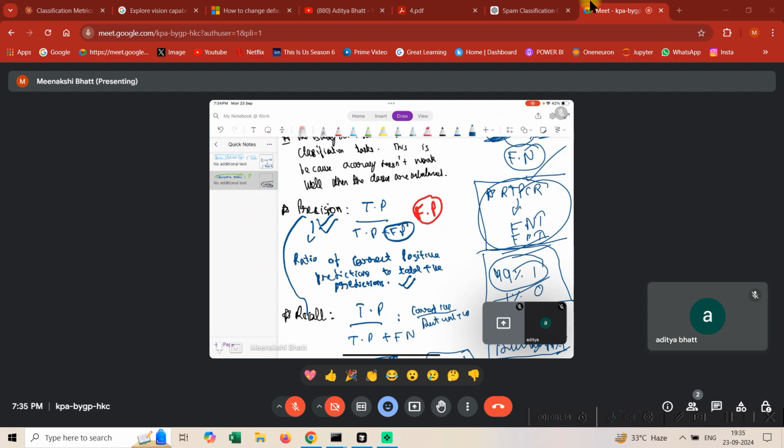Now the thing is, what is precision? Precision's formula is true positive divided by true positive plus false positive, the ratio of correct positives divided by the total positive predictions. So this is also positive, this is also positive, right? What is false positive? False positive means your model has predicted something as positive but that's not positive.